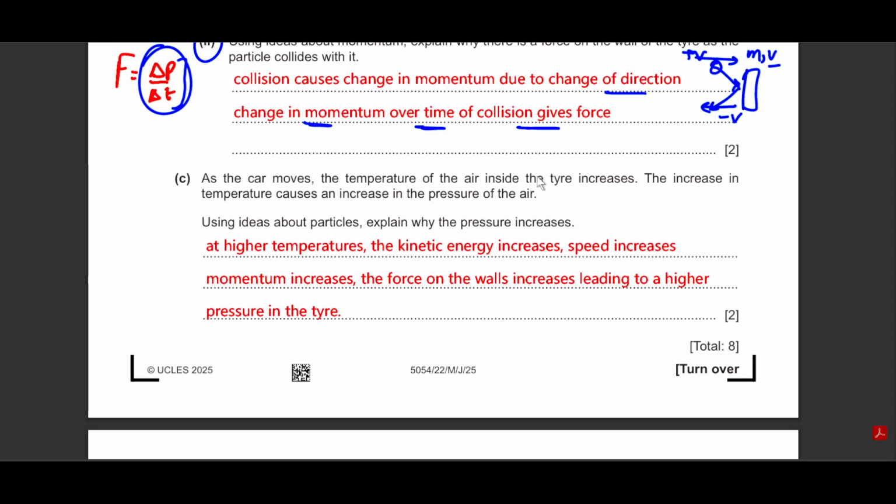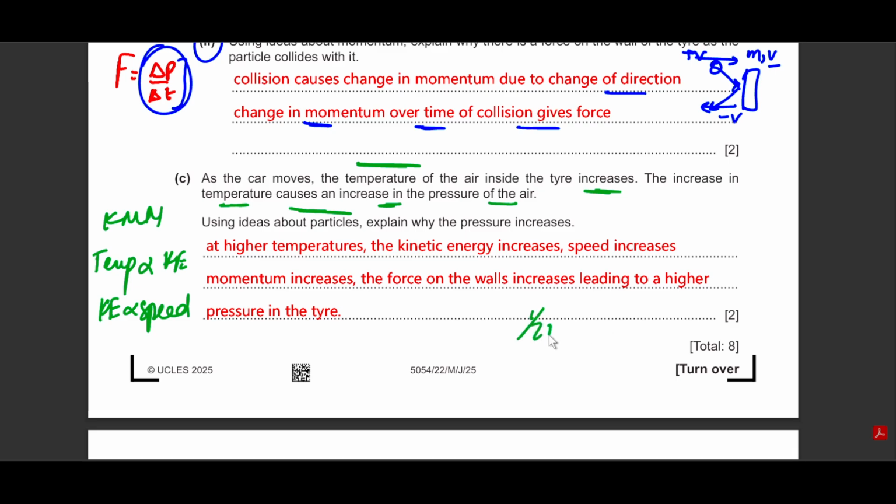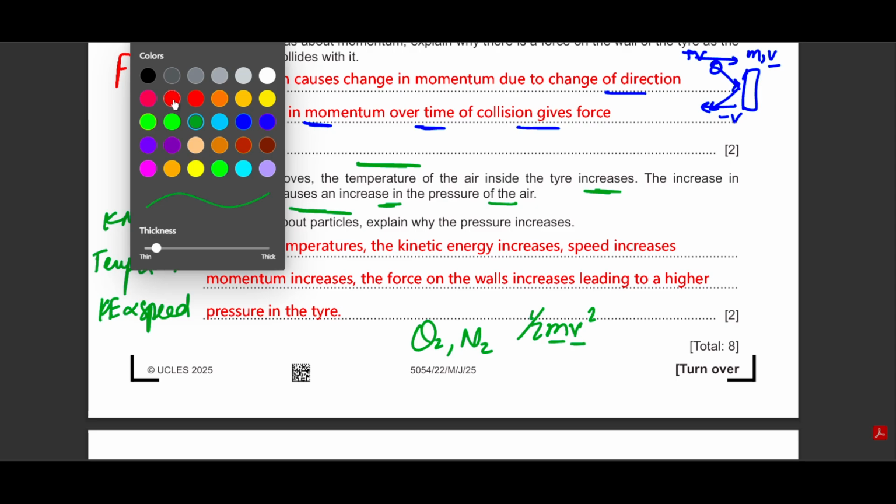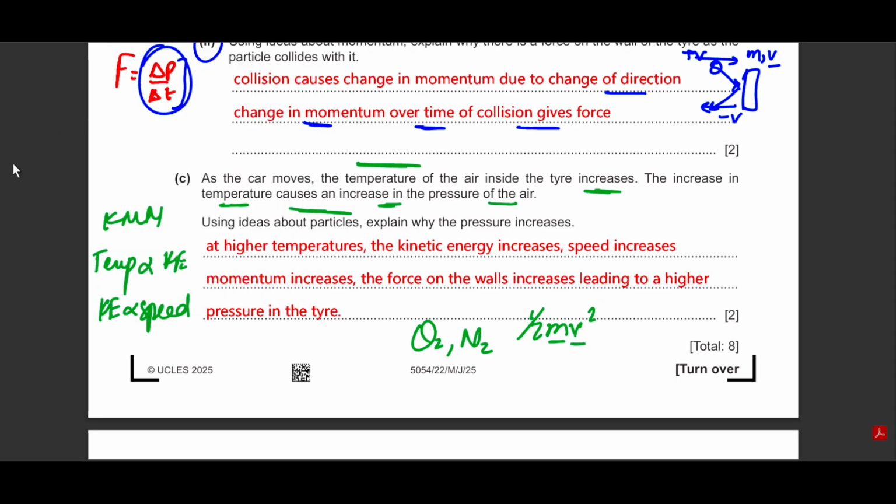As the car moves, the temperature of the air inside increases. The increase in temperature causes the pressure inside to increase. Using the idea about particles, the kinetic model of matter, temperature controls the kinetic energy of the molecules. And kinetic energy is actually the speed of molecules. Why? Because kinetic energy is half mv squared. If it's an oxygen molecule or a nitrogen molecule, you cannot change the atomic mass of the atom, but you can change its velocity so that it represents or makes you feel a different temperature. That's exactly what's happening here.